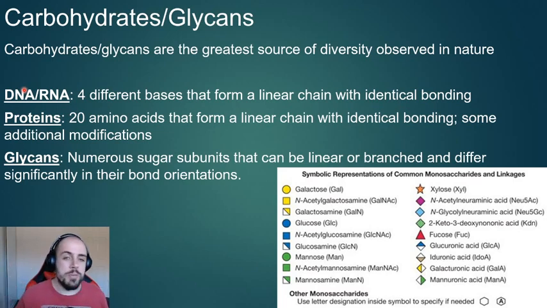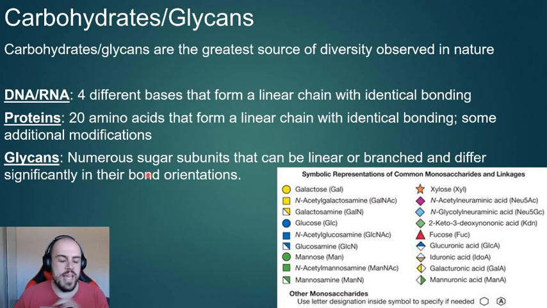However, what is important to keep in mind is that they are all bound together identically. Every single amino acid is bound together with another amino acid in the exact same way, in that the peptide bond is identical. Okay. Sugars, on the other hand, kind of just take it another step up.